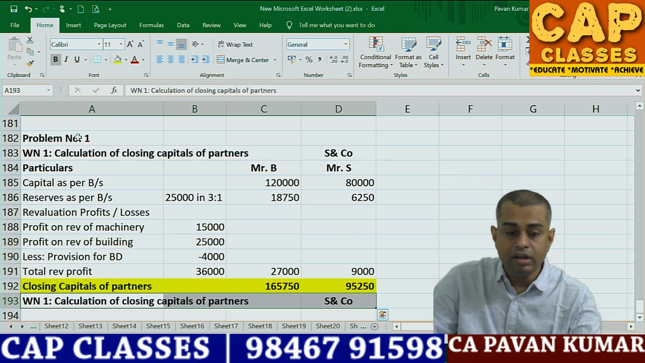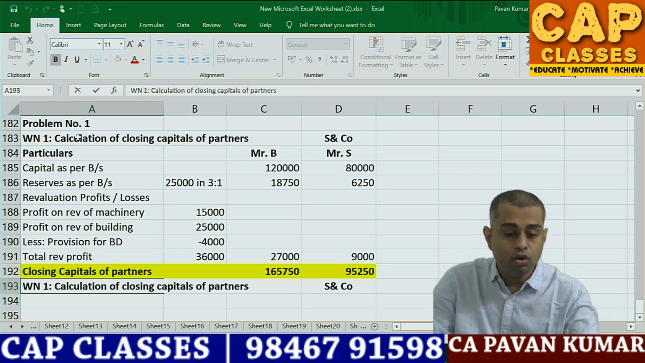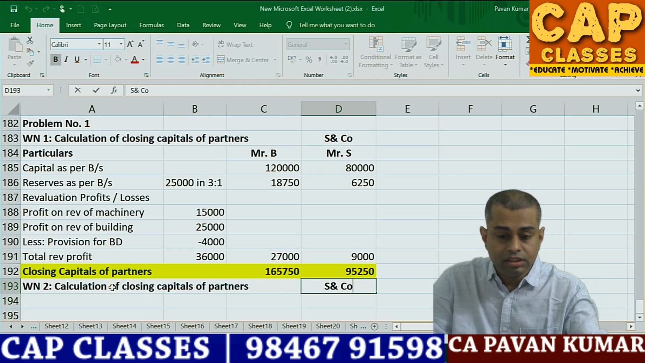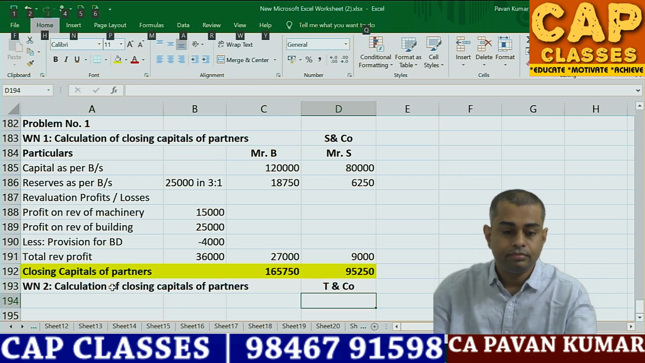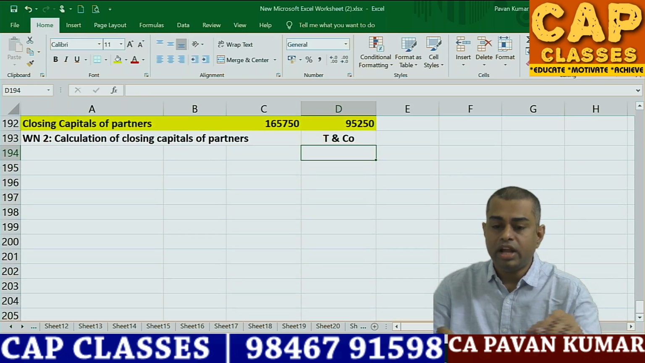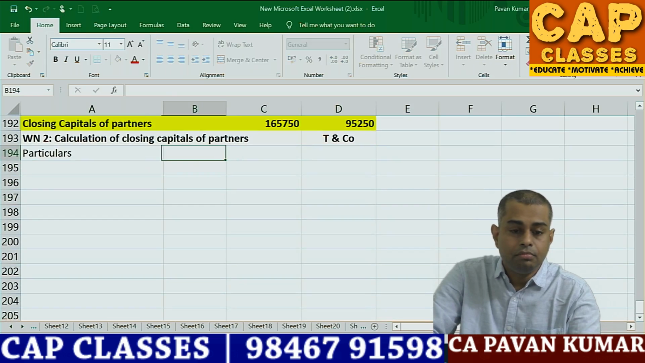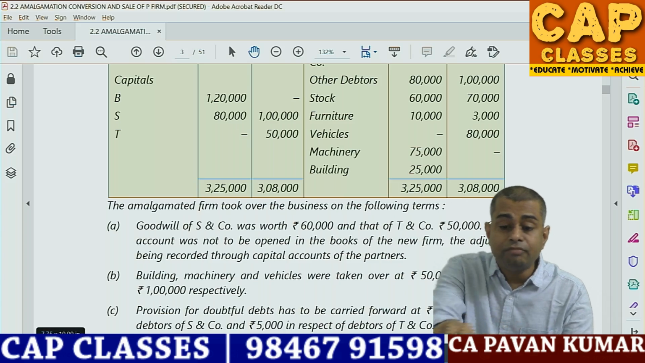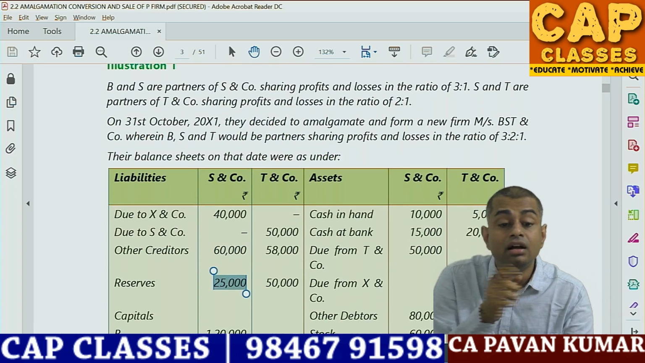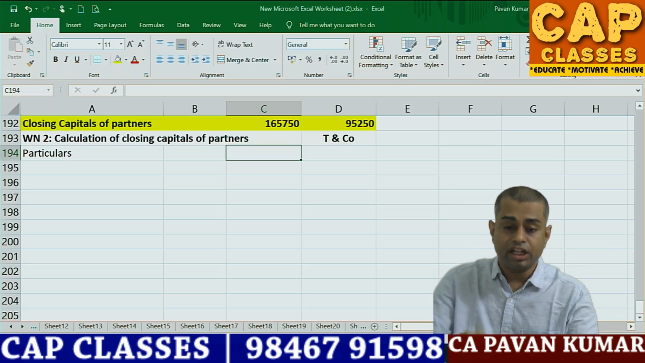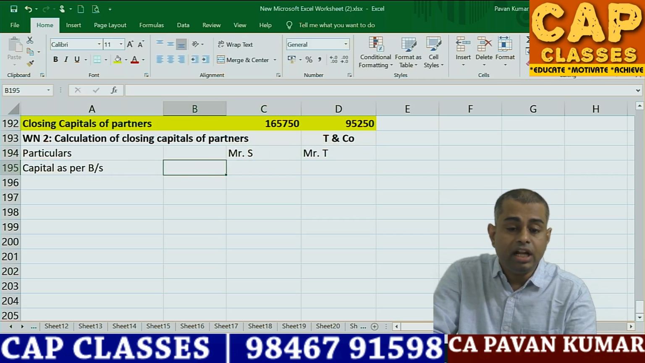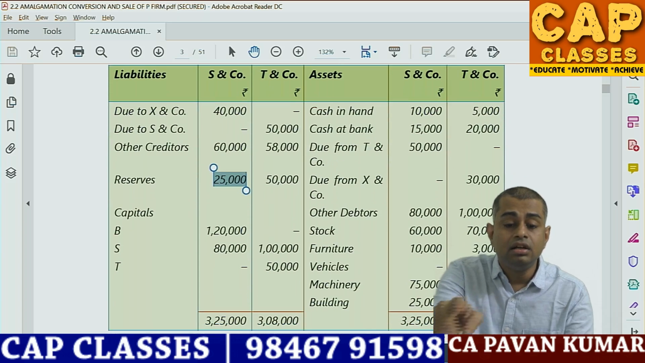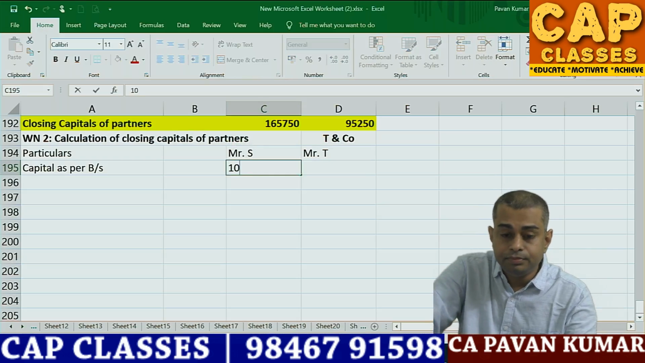So in the second firm it will be T and company. Working note 2. So second firm is T and company. Okay, same thing we do. Particulars. Then what are the names of partners? In the second firm T and company there are S and T in 2:1 ratio. So capital as per balance sheet. So take the capitals as it is. It is 1,50,000. Correct?